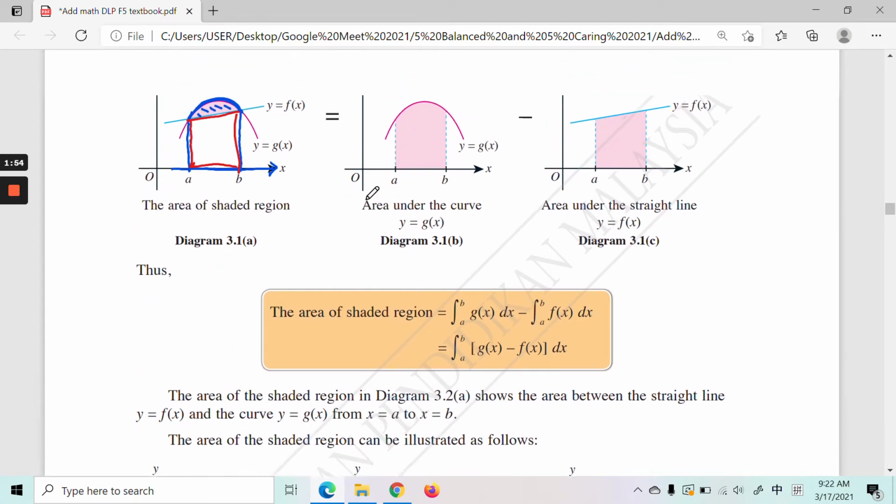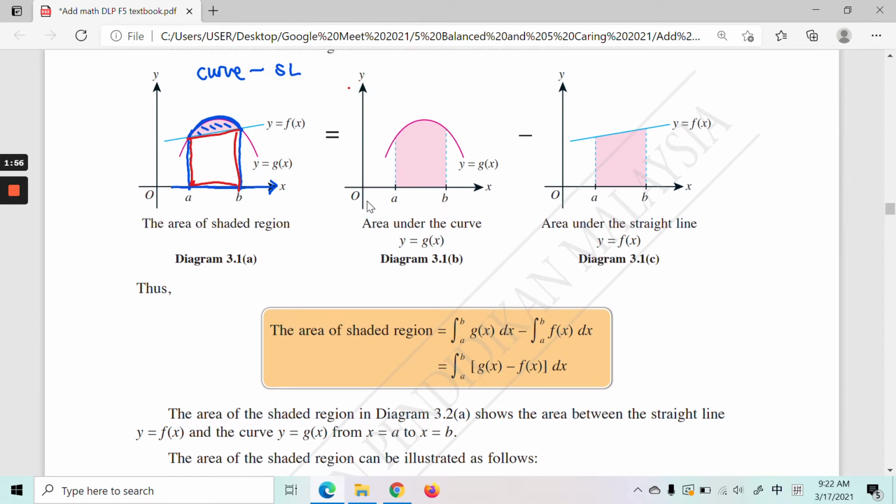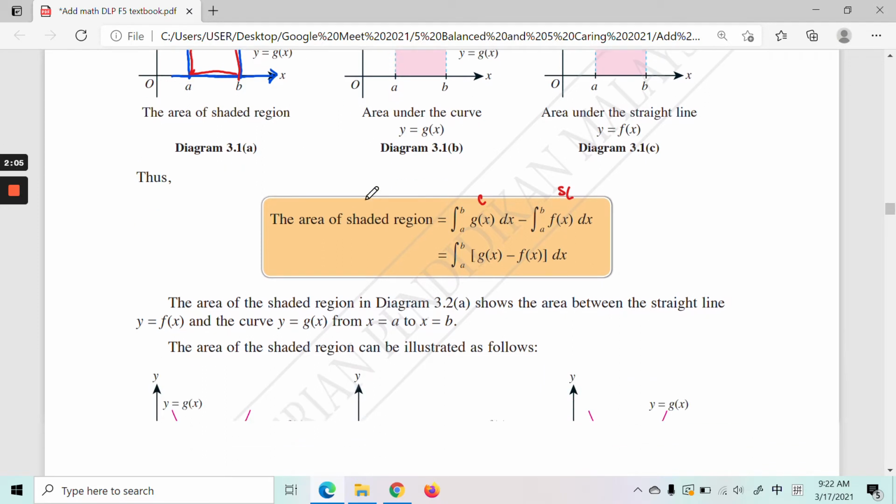So we can make a conclusion. The area of the shaded region is the integral from a to b of the curve minus the integral from a to b of the straight line. So above minus below.